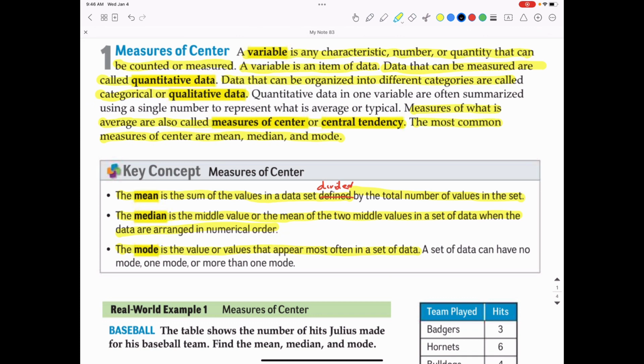If no number appears more than once, then we say we have no mode. There could be one number that appears more than once and more than all the other numbers in the data set. That would be considered one mode. And it is possible to have numbers that tie for appearing the most often, so there could be more than one mode. So when it's asking to find the mode, it might as well say to potentially find the modes, because there could be more than one.